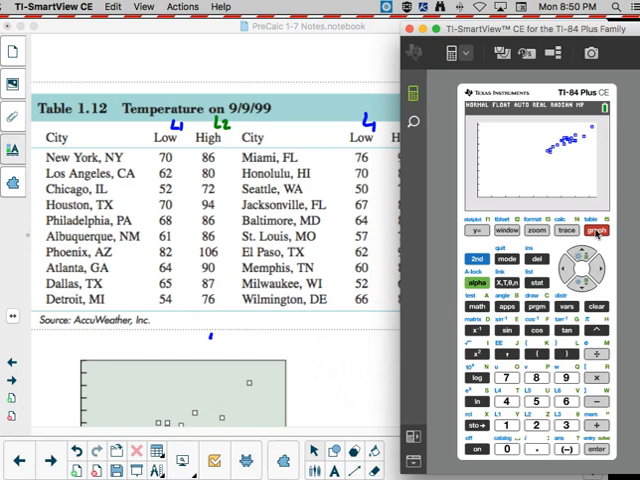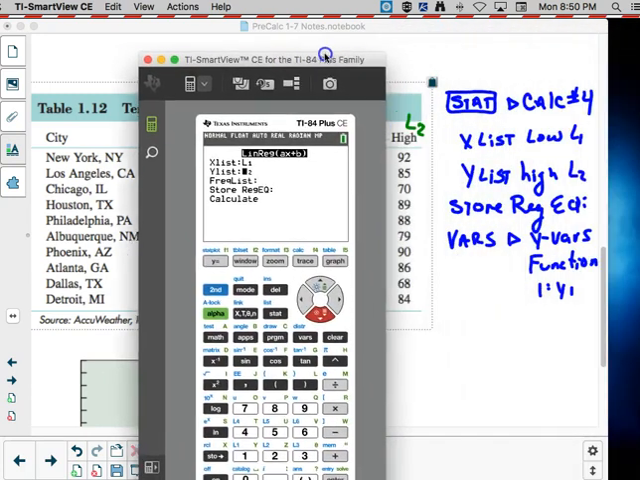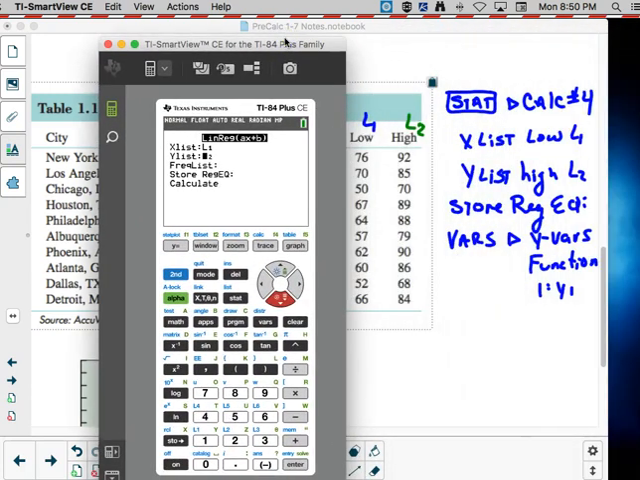Now, to do a best fit line, I go to stat, I arrow over the calc, and I pick 4. My data was in L1 and L2. I want to go down here, and the stuff I'm doing right now is right here. I want stat to calc to number 4.